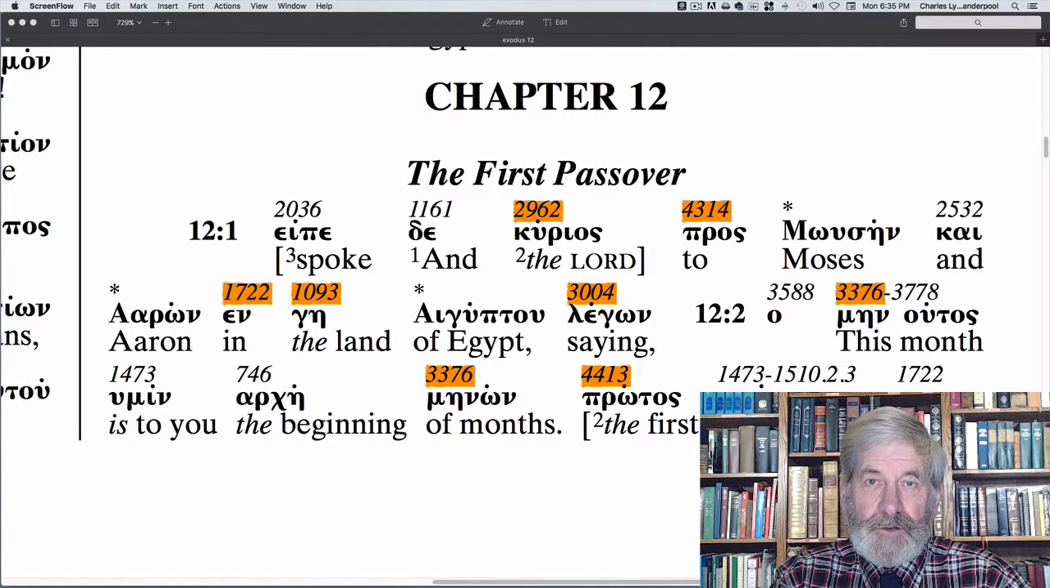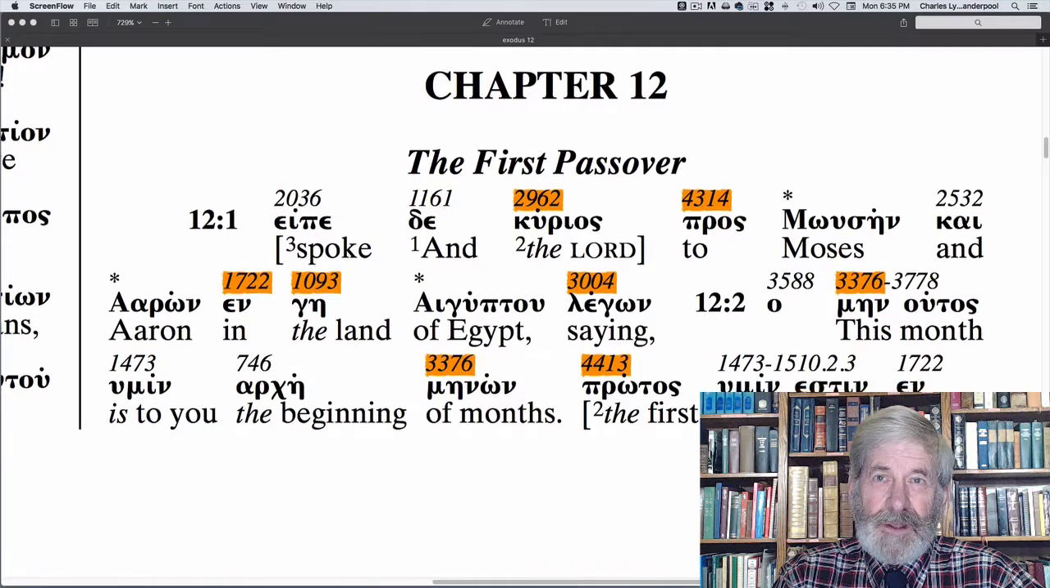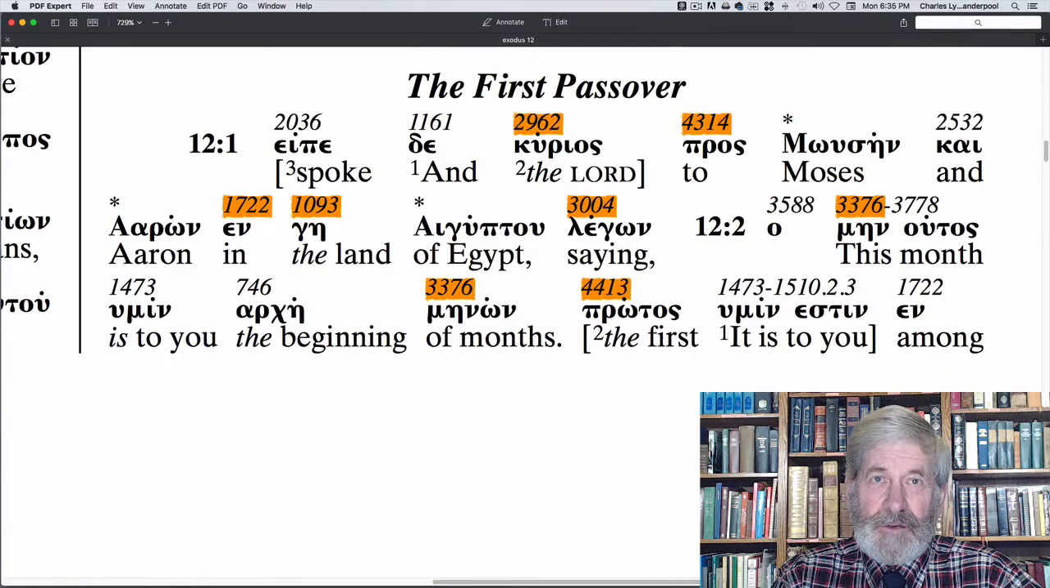Welcome to chapter 12 of the book of Exodus, a chapter that has a lot in it. It's pretty amazing, all the things that try to get everything straight here. It's probably the first chapter of the book of Exodus that is just loaded full of things that are related to the New Testament and so forth. We'll find out as we go through, and it says the first Passover.